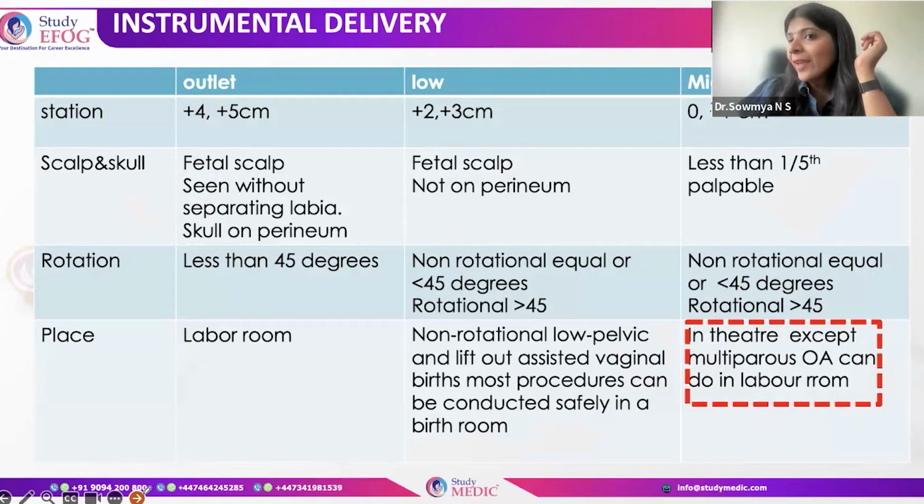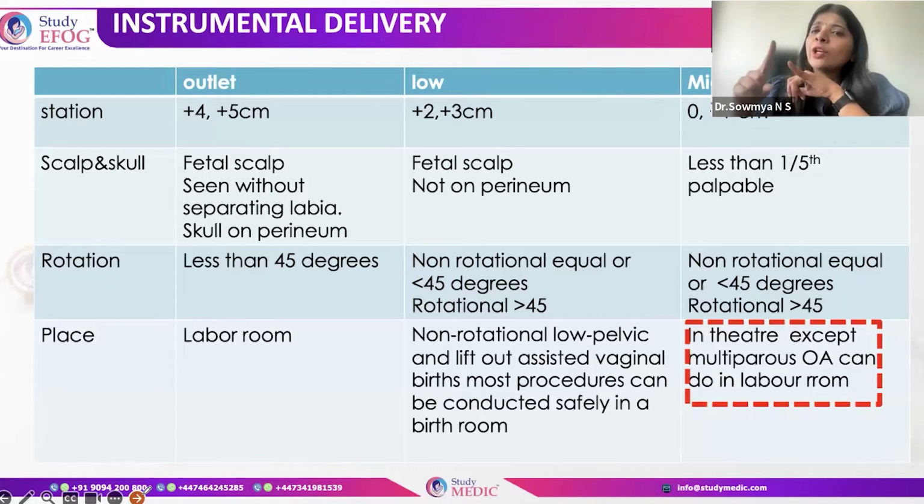Mid-cavity. There is a myth which the majority of the people believe in, that all the mid-cavities should be done in the theater. Ideally, all difficult mid-cavities should be done in theater. But if a multiparous lady on a good analgesia, without any malposition, you can still do in the labor room. So that is what I'm going to talk about as well. Because whenever you mention trial of labor, it is usually shifting to the theater and doing. So mid-cavity can be put in labor room if the conditions are favorable.